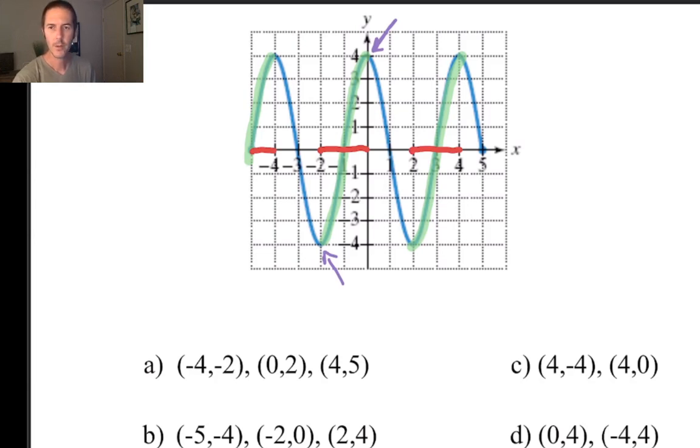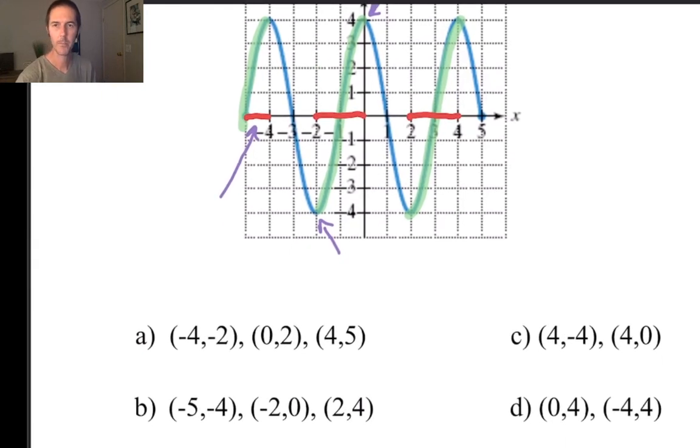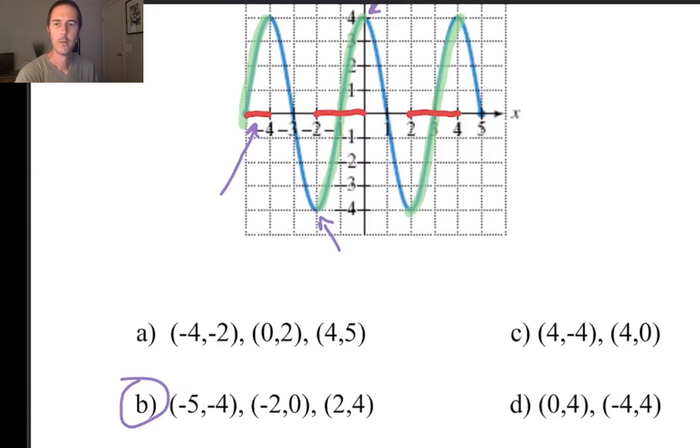So let's start listing our solution here. We said from -5 to -4 is this first group of x values. That's looking like answer B to me. And then the next red interval was from -2 to 0, still B. From +2 to +4, still B. I'm going with B. I don't know about you. I think B is the right answer.